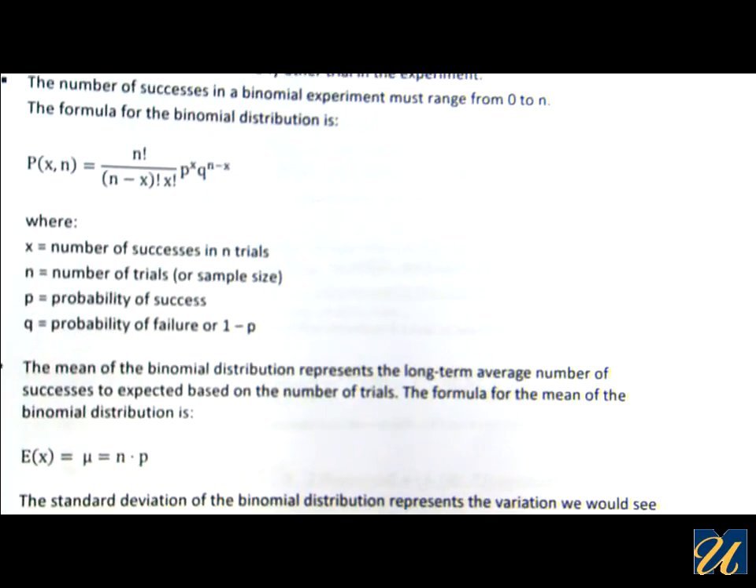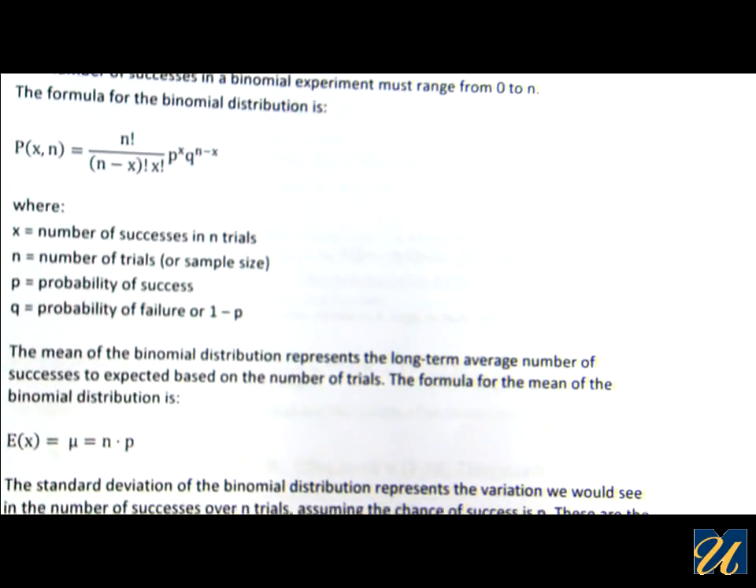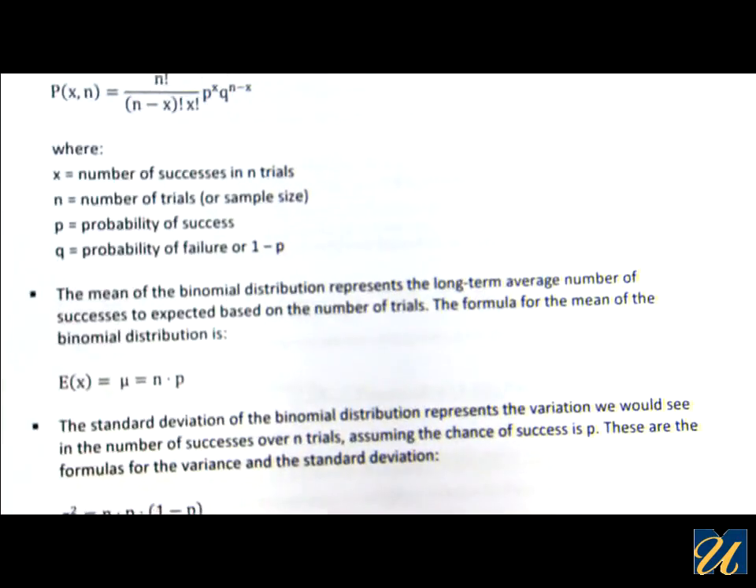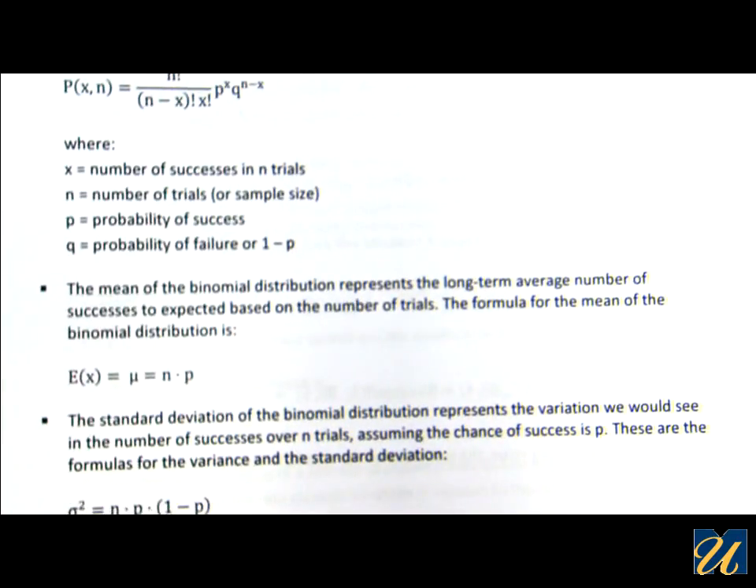The mean of the binomial distribution represents the long-term average number of successes expected based on the number of trials. The formula for the mean: if we're looking for the expected value for a binomial probability distribution, all you need to do is multiply n times p. n will always be given, p will always be given. So you simply multiply the two.